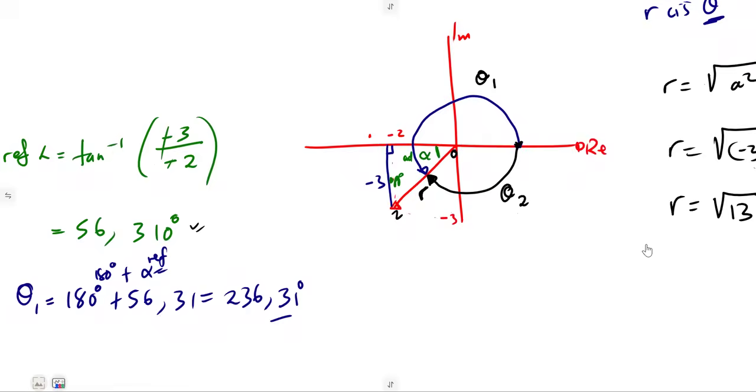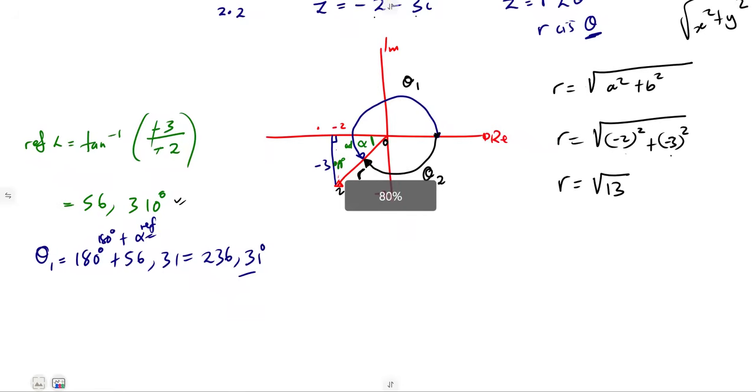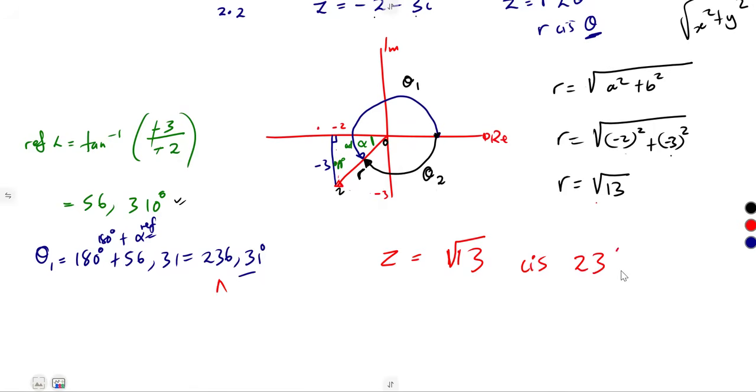So we're going to have our Argand diagram in polar form. Remember, this is for the polar form. So whatever z that we're given there, it is r, which is the square root of what? The square root of 13. The angle, which is the one that we got there, is 236,31, or you can use this one in the negative. Still, on your presentation, it is going to be in the same quadrant, so there's nothing to worry about.